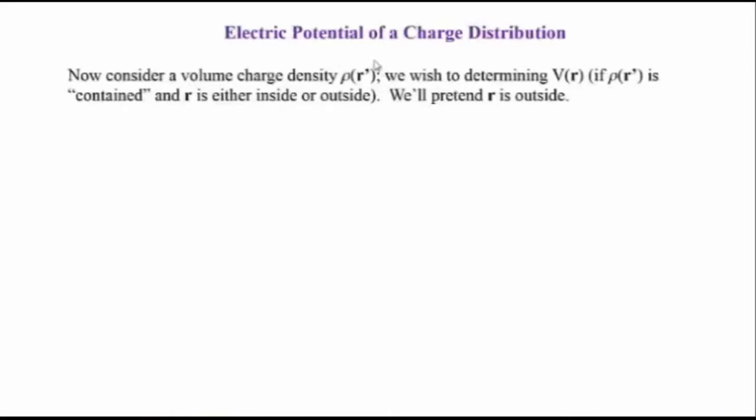So let's look at the electric potential of a charge distribution, and we'll consider a volume charge density rho of r prime. This is the source point, and we're interested in V at a field point r. Let's limit our interest where we have rho of r prime that's contained. So that just means that it doesn't extend to infinity. Turns out that's not important, but we'll do that anyway. And we'll take the case where r is either inside or outside of this charge distribution. So let's pretend that r is outside. Here's what I'm talking about.